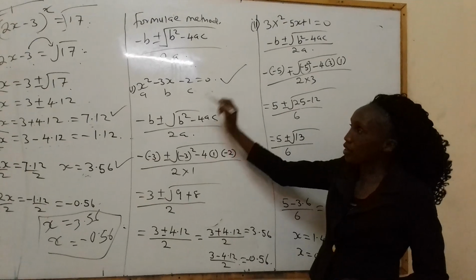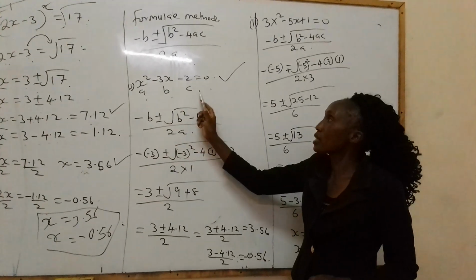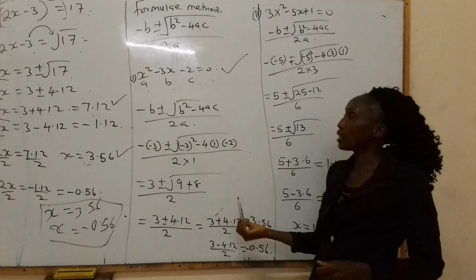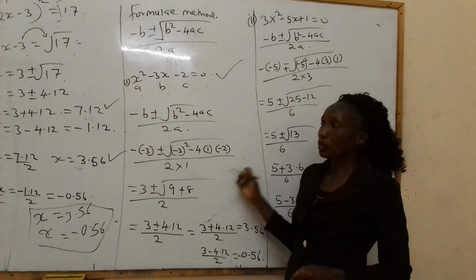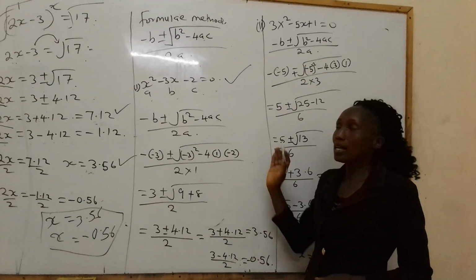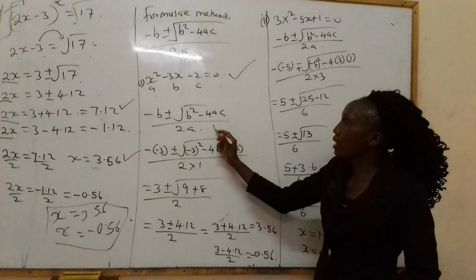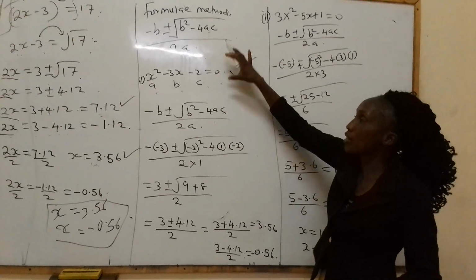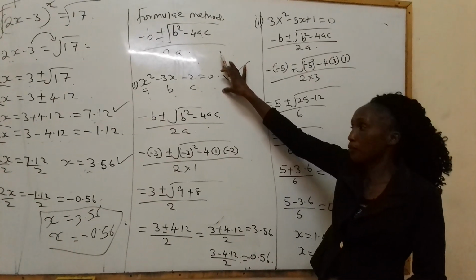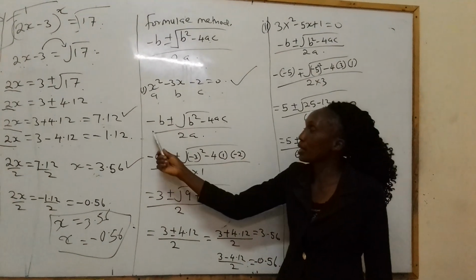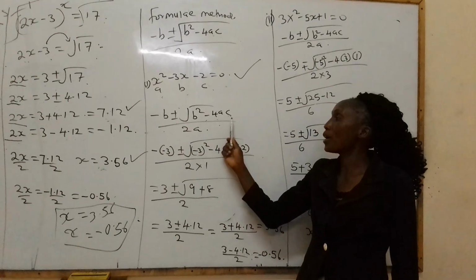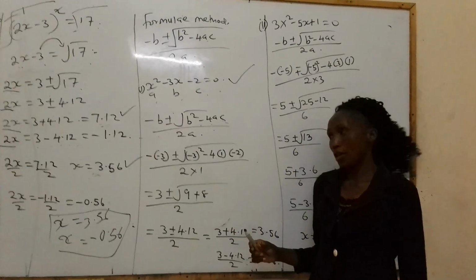Using the formula method, the first thing is a, b, c. Because in the formula we have a, we have b and c. We have only the letters a, b, and c. So we are going to group the first equation being a, followed by b, followed by c. Let's use the formula and then we calculate the first quadratic equation, and then we'll be able to get the value of x. From there, we have the formula being negative b plus or minus the square root of b squared minus 4ac divided by 2a.